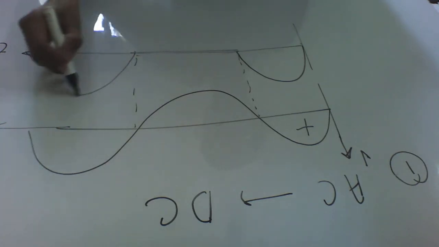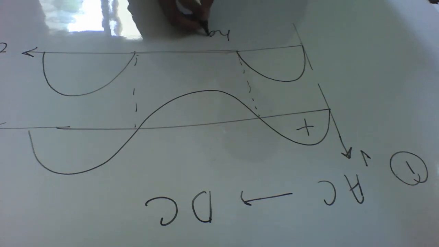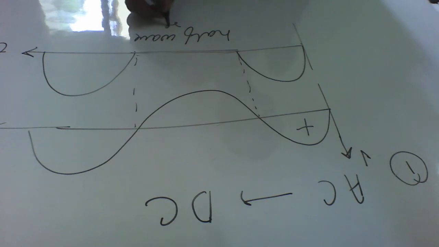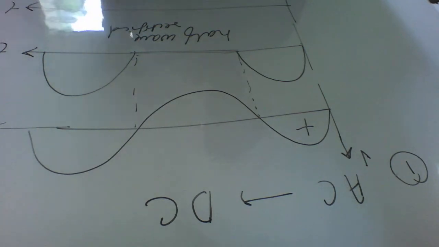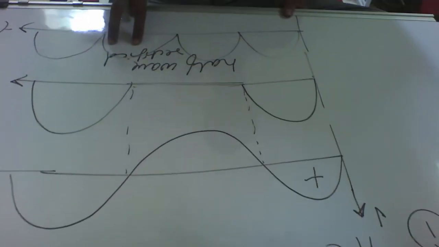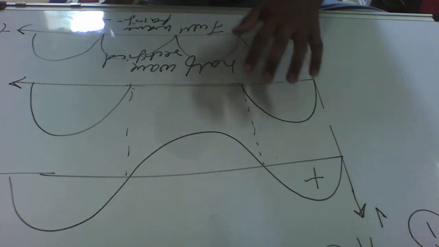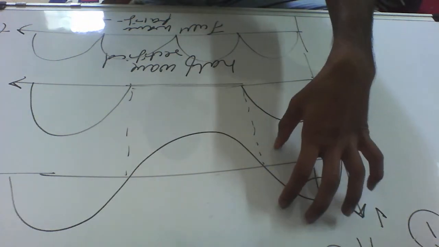The positive part again remains as it is, and the negative part is clipped off. This is how a half wave rectified signal looks like. This signal can also be considered as a simple DC signal, but this signal is passed through a full wave rectifier. So this signal is a full wave rectified signal, this is a half wave rectified signal, and this is the AC input.